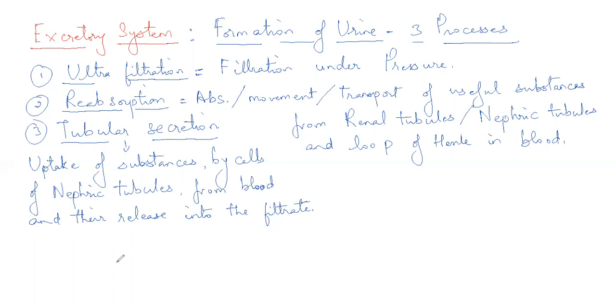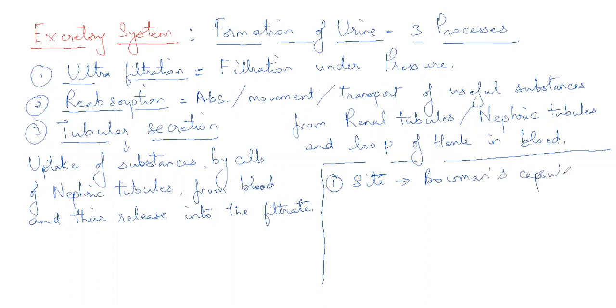Right. Now we'll talk about the sites. कहाँ कहाँ पर क्या क्या होता है? ये processes कहाँ कहाँ होते हैं? The first, ultrafiltration, the site is Bowman's capsule. Bowman's capsule में ultrafiltration होता है.